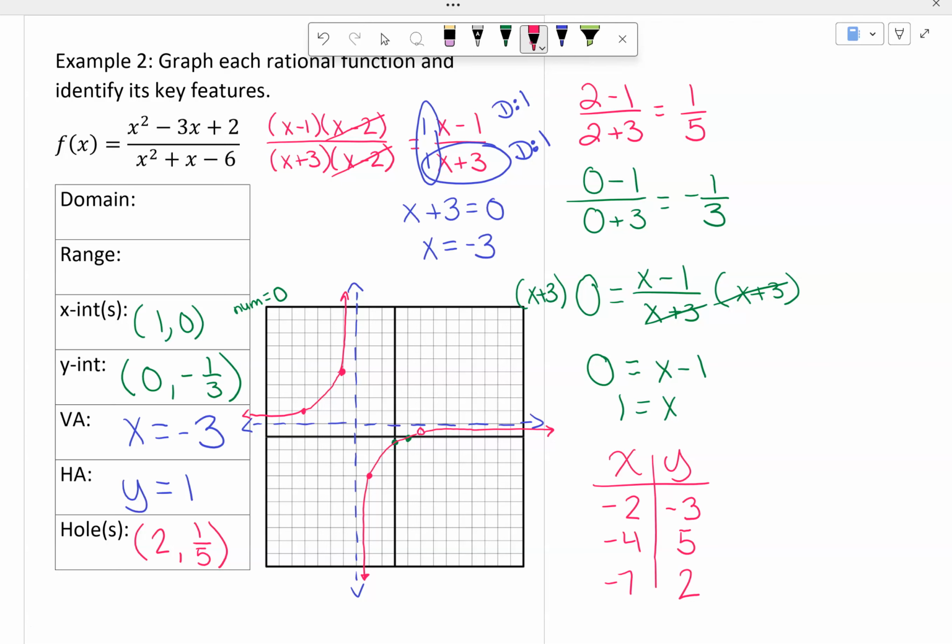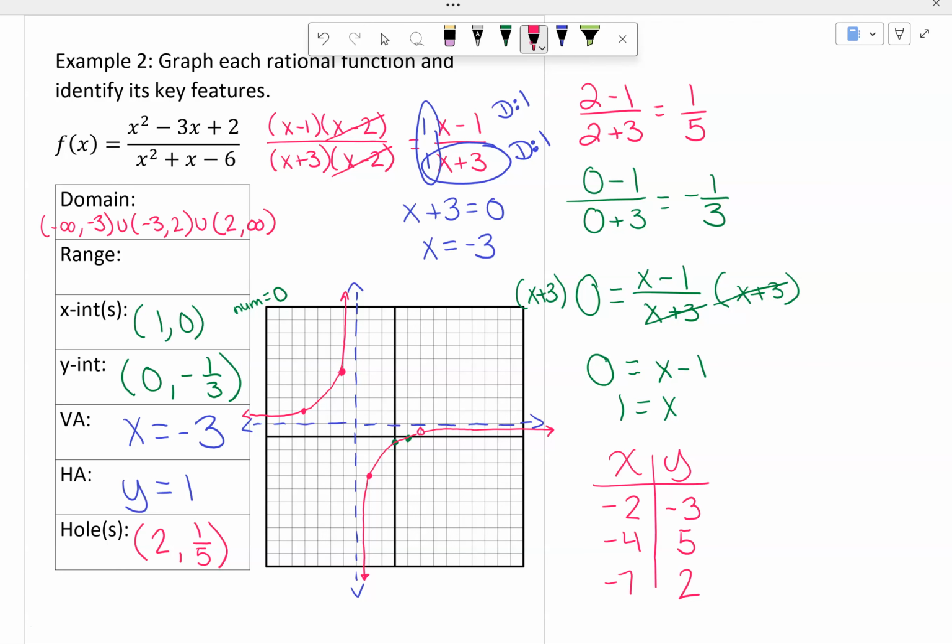So the only thing that would be left would be our domain and range. So if you notice the x's, I use everything except for my vertical asymptote and my hole. So that means I have negative infinity to negative 3, negative 3 to 2, and 2 to infinity.